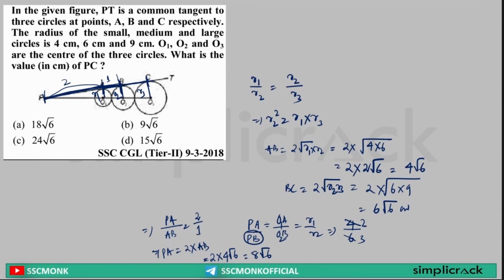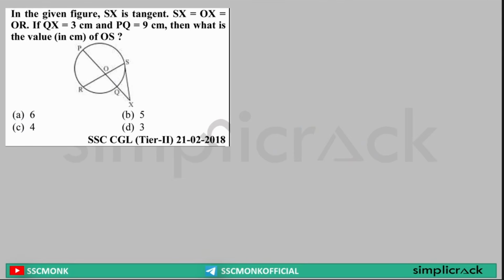Now, this is not the end, because PA is equal to 8 root 6, AB is equal to 4 root 6, plus BC is equal to 6 root 6. 6 plus 4 is 10, plus 8 is 18 root 6, which is the right answer. Clear? Sorted? Next.